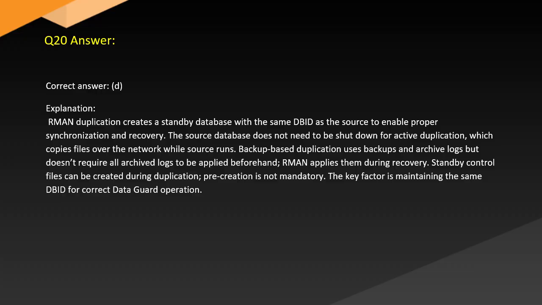Answer. Correct answer, D. Explanation. RMAN duplication creates a standby database with the same DBID as the source to enable proper synchronization and recovery. The source database does not need to be shut down for active duplication, which copies files over the network while the source runs. Backup-based duplication uses backups and archive logs, but doesn't require all archived logs to be applied beforehand, and one applies them during recovery.